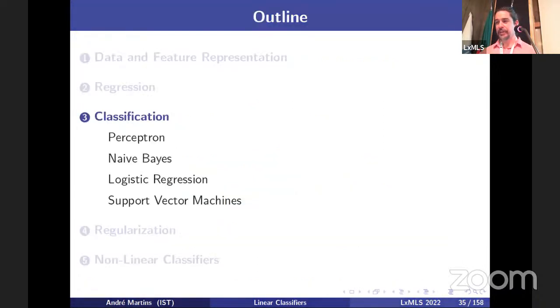Okay, so this finishes regression. How am I with time? So I think we have half an hour and then the break. So I'm going to try to cover the perceptron algorithm and naive Bayes before the break. And then in the second part, we'll talk about logistic regression, SVMs, and the rest.